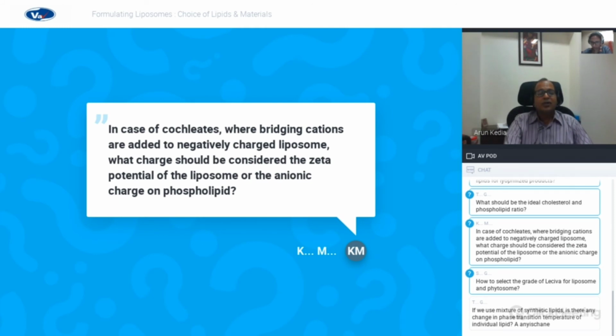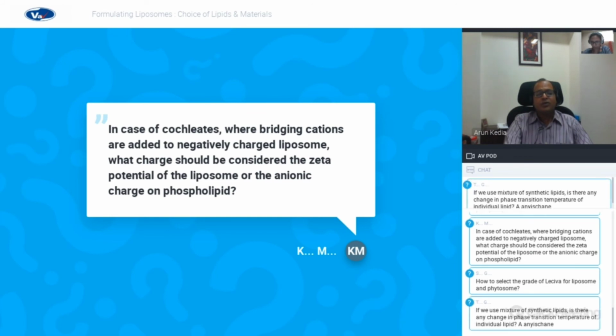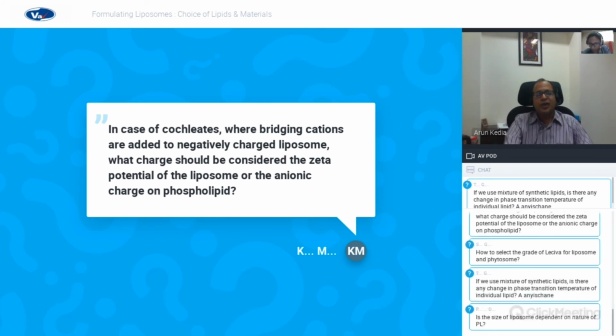Now, in case of cochleates, yes, absolutely. You are using negatively charged liposomes, which will have a greatly positive effect on the cell adhesion. The drug delivery across the cell membrane can be extremely high with suitably charged liposomes in cochleates.